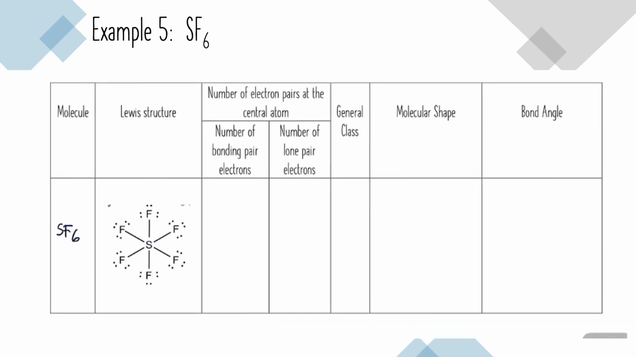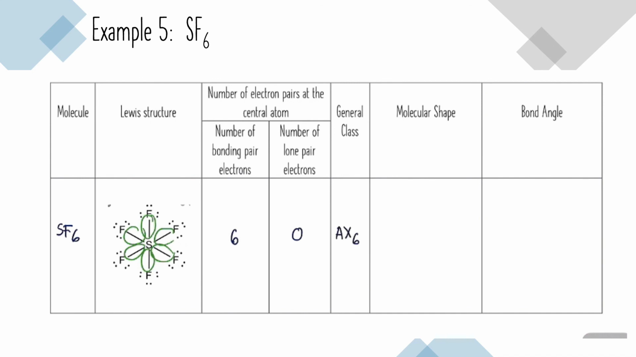Next is the SF6 molecule. So this is the Lewis structure of SF6. So the number of bonding pairs is 1, 2, 3, 4, 5, 6. So 6 bonding pair electrons and 0 lone pair electrons. So the general class is AX6.